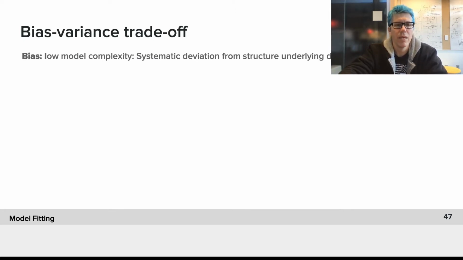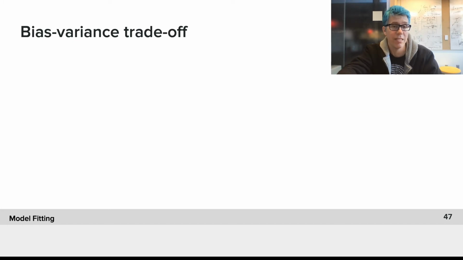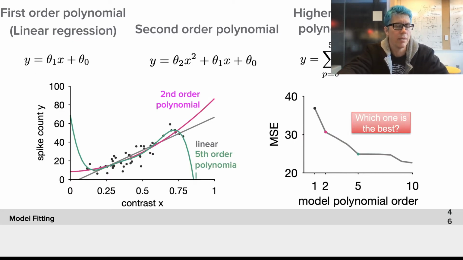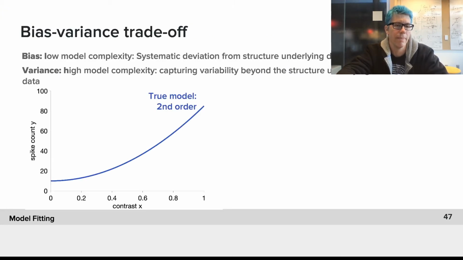The bias: low model complexity means that there will be systematic deviations from the structure of the underlying data. So the equations that I have which have low complexity are bound to be different from the data in lots of ways. And for variance, you can say high model complexity captures variability beyond the structure of the underlying data. So for example here, the fifth order polynomial does a really good fit. It's just not part of the real structure there.